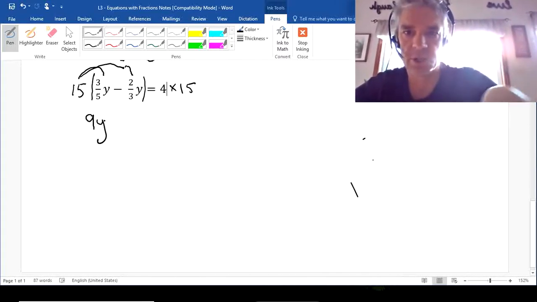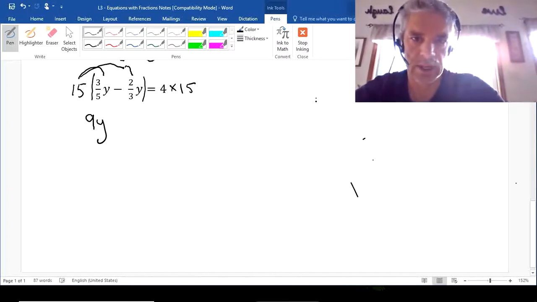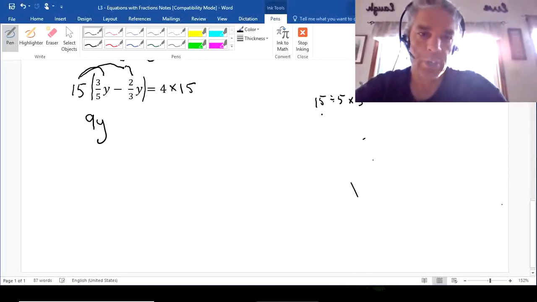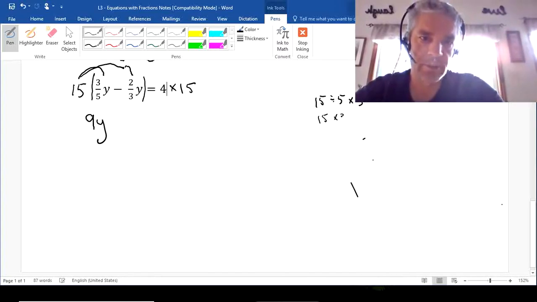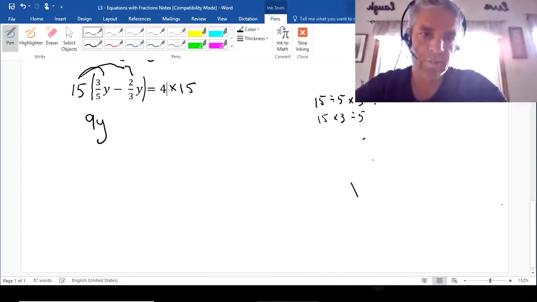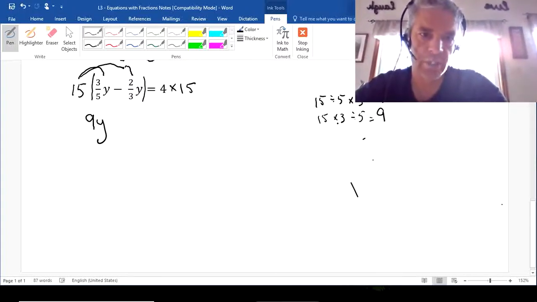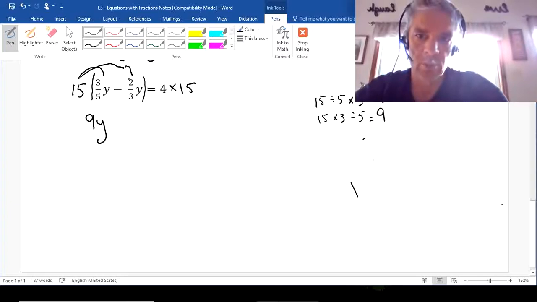And if you're not sure here, I'll write it over here. It's really 15 divided by 5 times 3. Or you could do 15 times 3 divided by 5. Both of these answers work out to 9. It doesn't matter which way you do it. You could multiply by the 3 and then divide by 5, or you can divide by 5 and multiply by 3. But you have to apply both parts of the fraction. That's really important, okay?